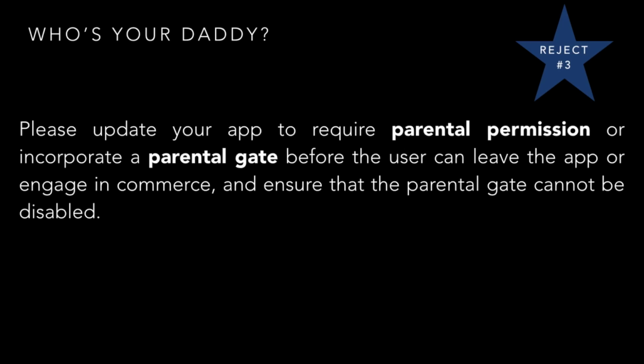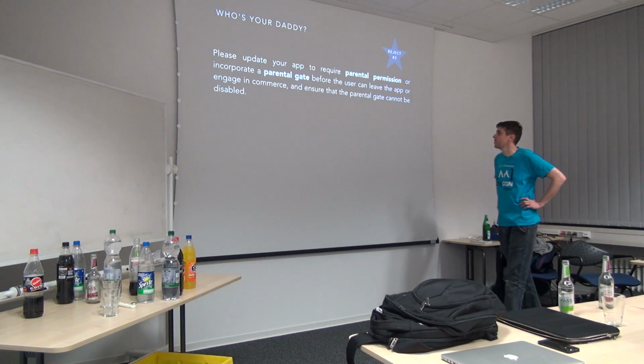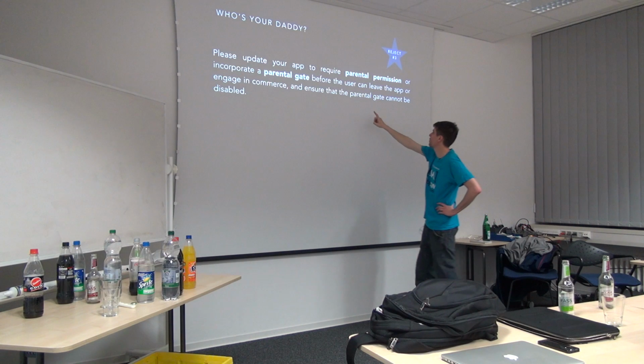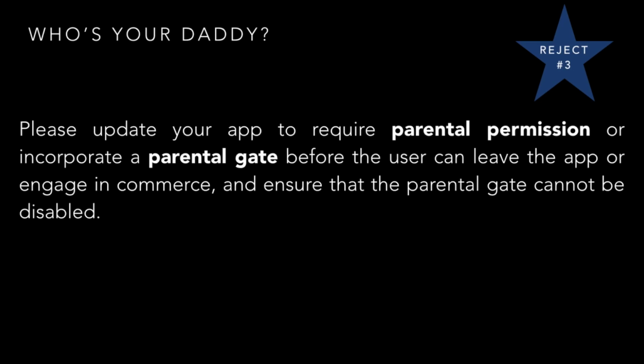Update your app to require parental permission or incorporate the parental gate before the user can leave the app or engage in commerce. When they say the user, they mean the kid. And ensure that the parental gate cannot be disabled. Oh, by the way, I just realized that this last sentence, I didn't really read it, so I guess I should change something in my code. I will explain you why. I just took this one for real now.